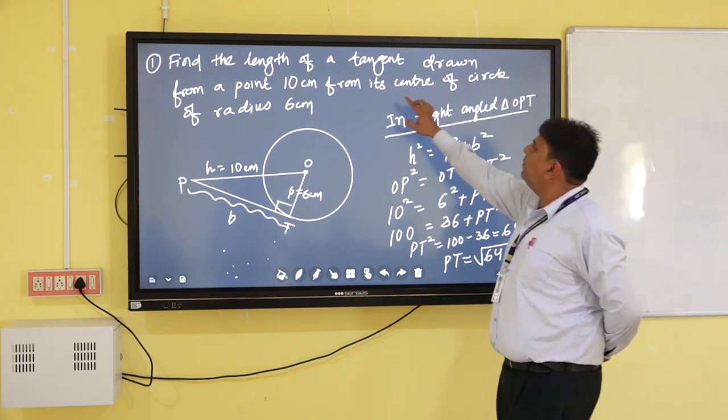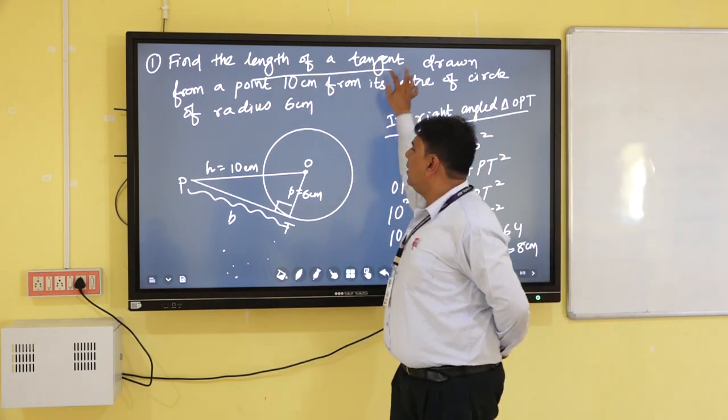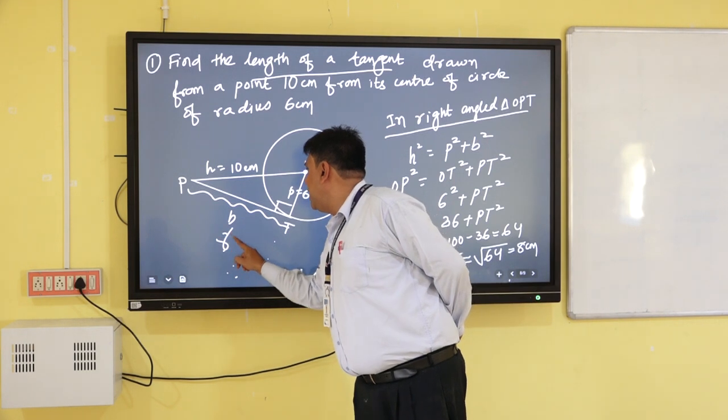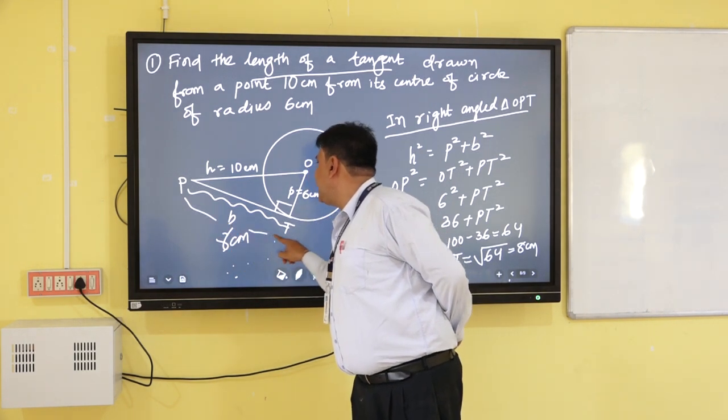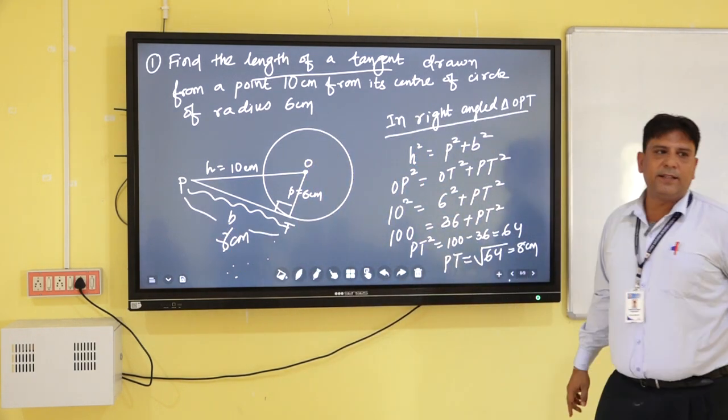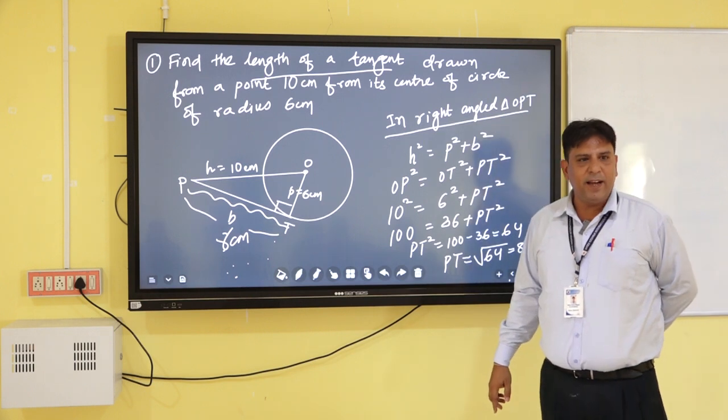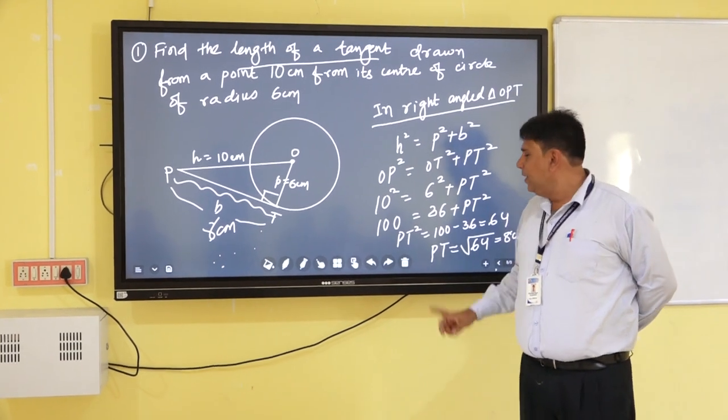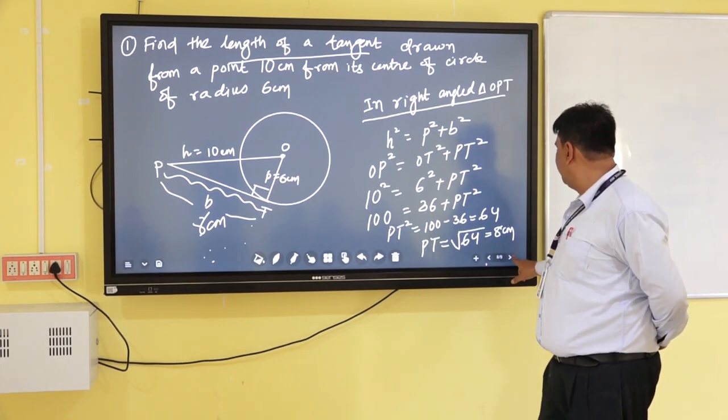So what is the length of the tangent? Length of the tangent is 8 centimeter. All of you are getting it? Right. Let's come to the next question.